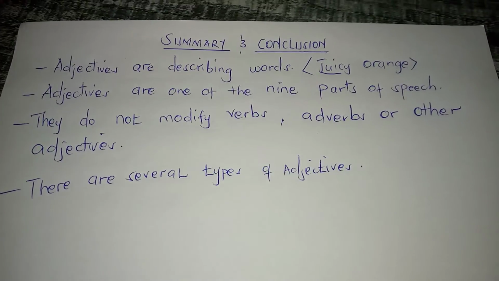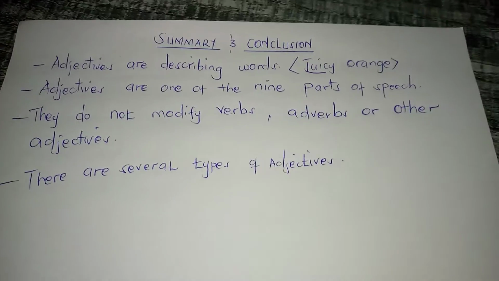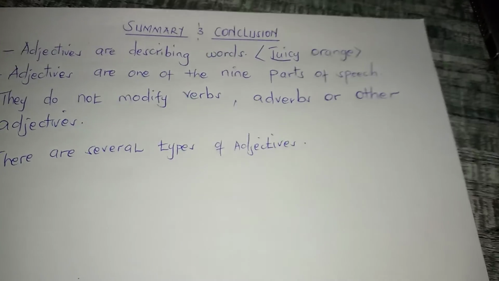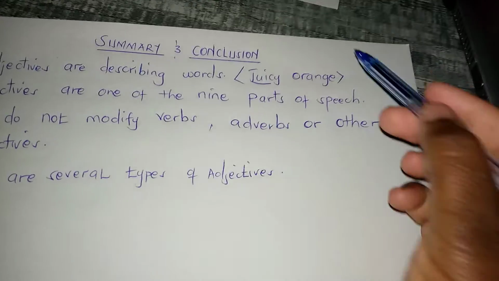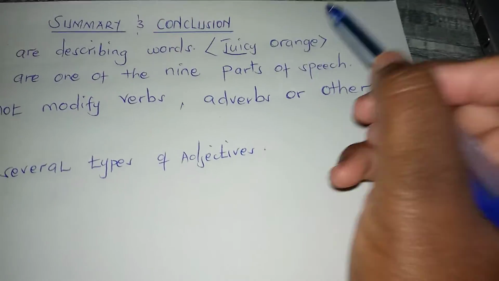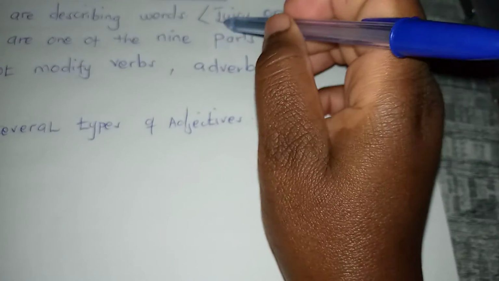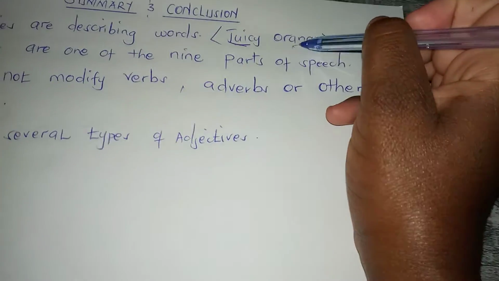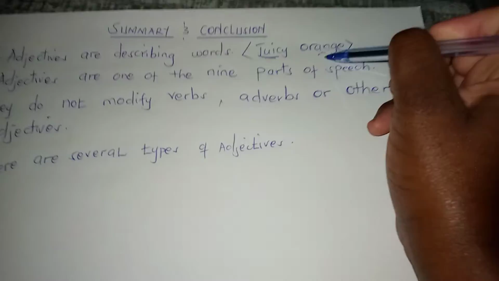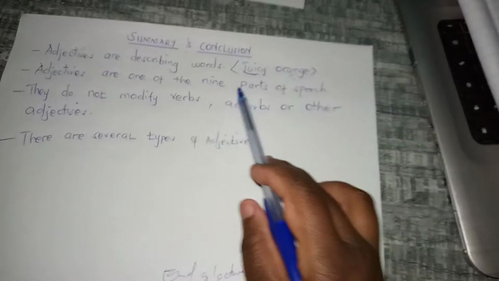So to summarize and to conclude, the adjectives we said they are describing words. They describe a noun or a pronoun. For example, in the words juicy orange, the orange is juicy. So juicy is the adjective which describes the noun orange. So it is one of the 9 parts of speech.